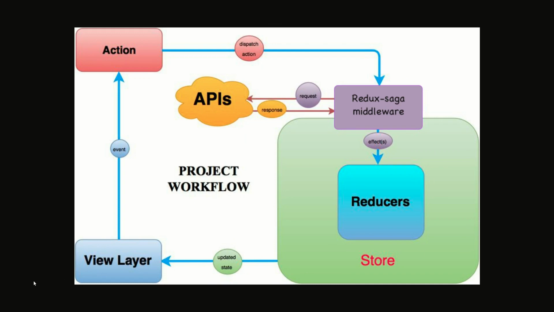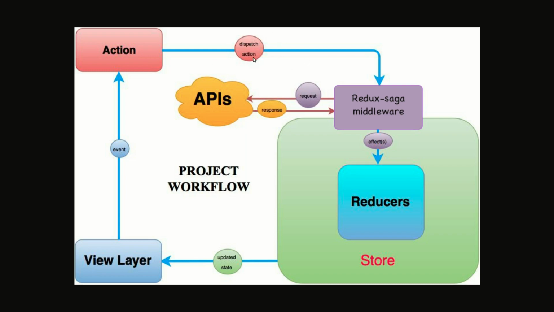So on the web page, the user clicks on some button, or maybe you call some actions in your useEffect. Whenever this component renders, you have to trigger an action. So the view layer triggers an action. When an event is triggered, it creates an action, and that action is dispatched from here.